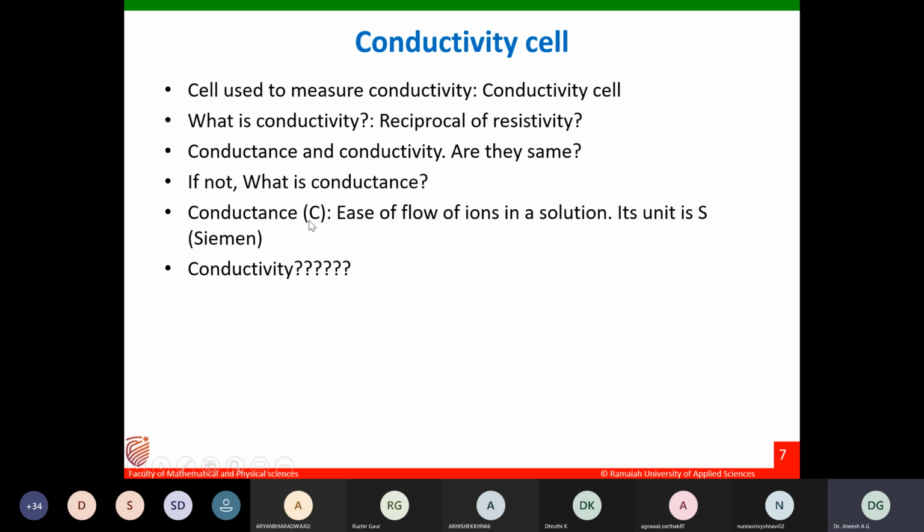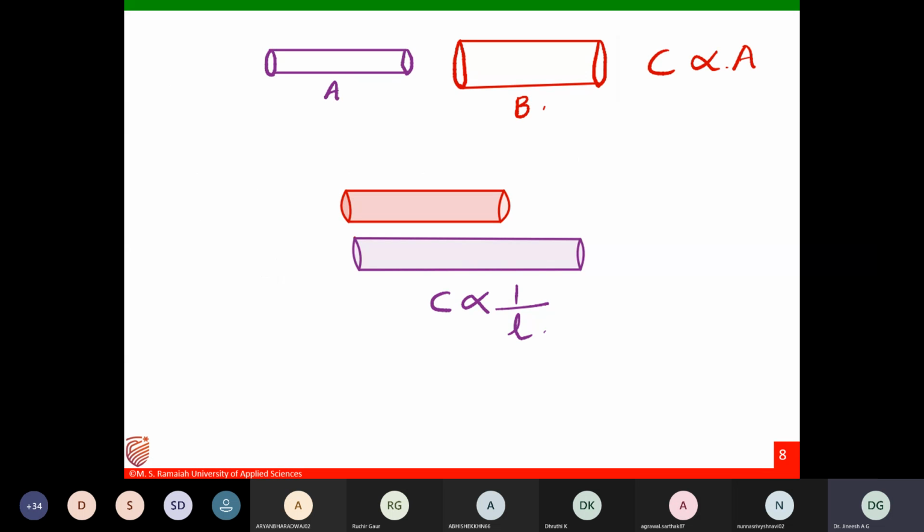Now we can ask a question. Conductance we have defined. Next is how to define conductivity. It is a little bit difficult to understand what conductivity is. For that, I will take one example. Instead of the flow of ions, to make you understand, we will discuss the flow of water. Whenever I say water, you should understand it as ions. Okay?